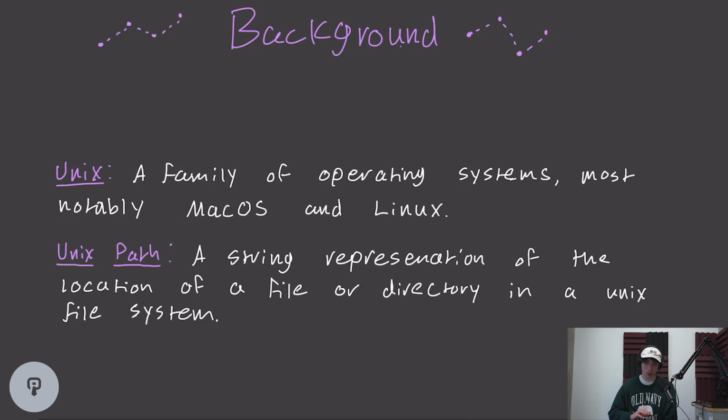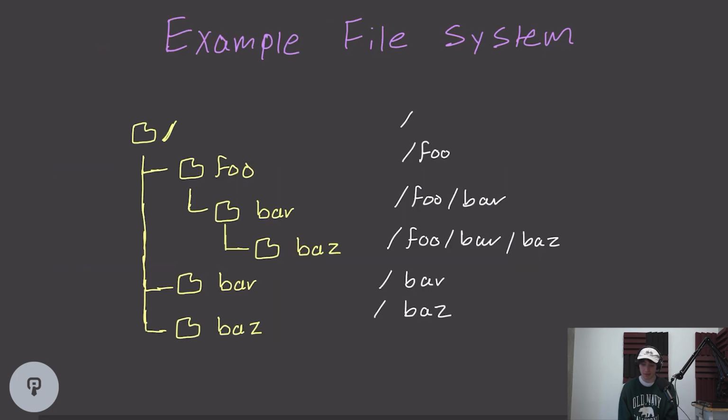It's not any one particular operating system, but most notably Mac OS and Linux are both flavors or forms of Unix. And then a Unix path is a string representation of the location of a file or a directory in a Unix file system. To illustrate this, we have an example file system.